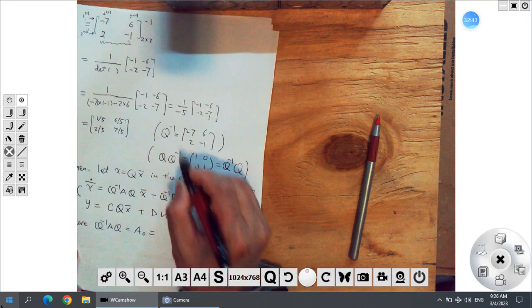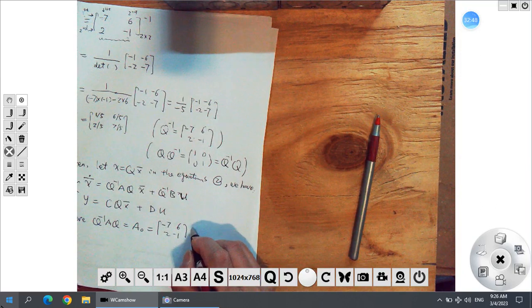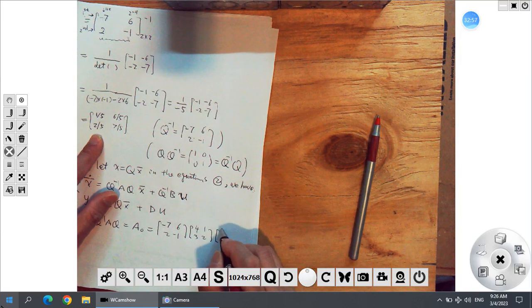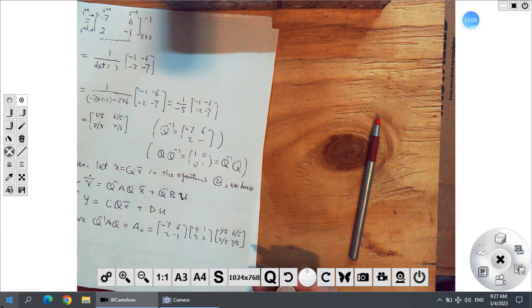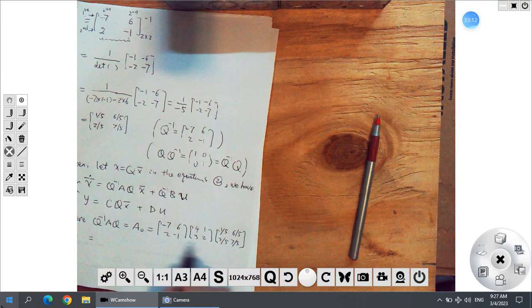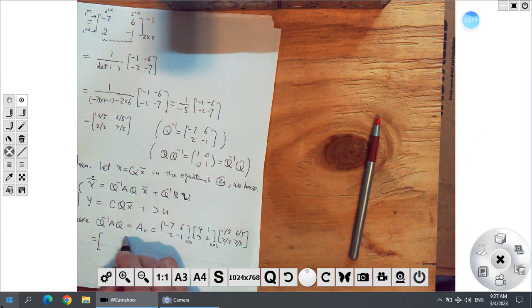We have Q inverse -7, 6, 2, -1. This is Q inverse times A, which is 4, 3, 2, 1, and then Q is this: 1 over 5, 6 over 5, 2 over 5, and 7 over 5. This is AO. We can calculate. Now you have three matrices. You need to multiply them two by two. So first two, you multiply them together. This is 2 by 2, 2 by 2, so the result will still be 2 by 2.